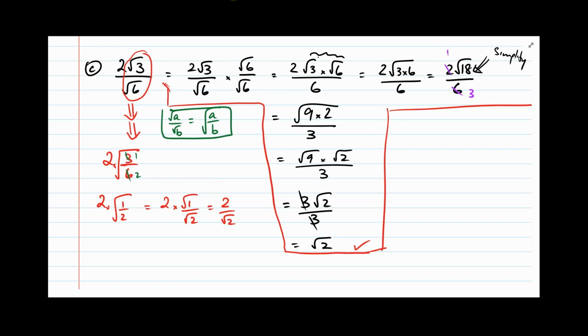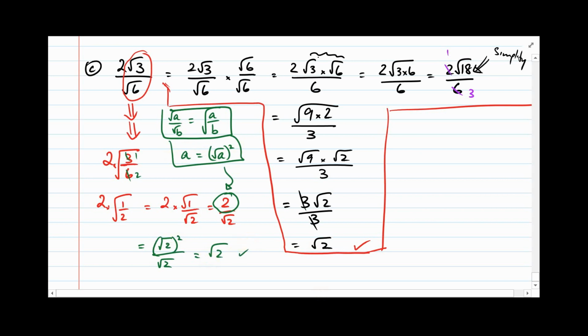I'm also going to look at this a little bit differently. Looking at this numerator, comparing it to the denominator, I'm looking at the rule that A is equal to root A squared. So I could write this as root 2 all squared over root 2, and this becomes just root 2. So either way, you'd end up with the same thing, whatever is most comfortable for you.